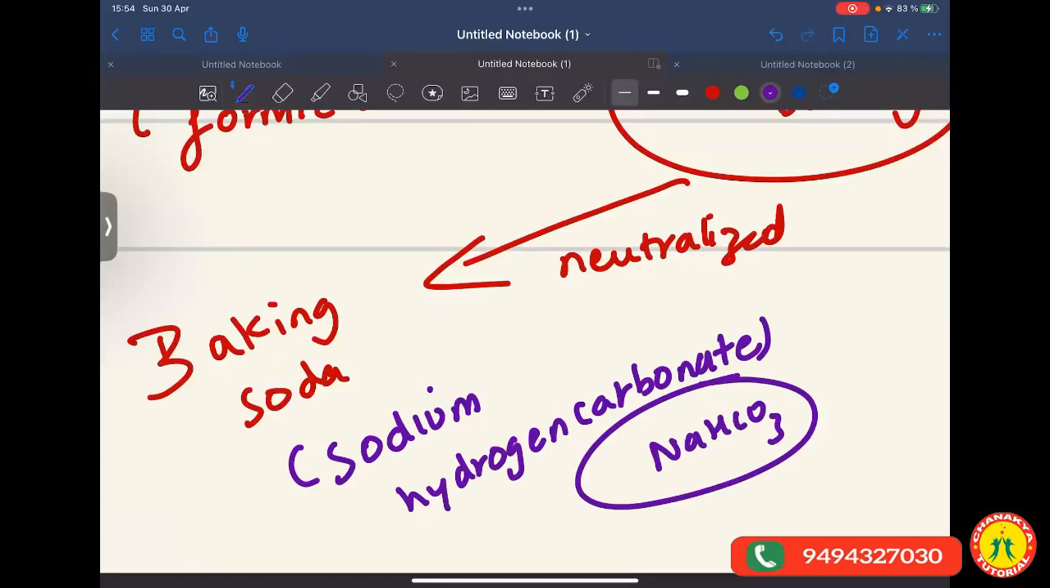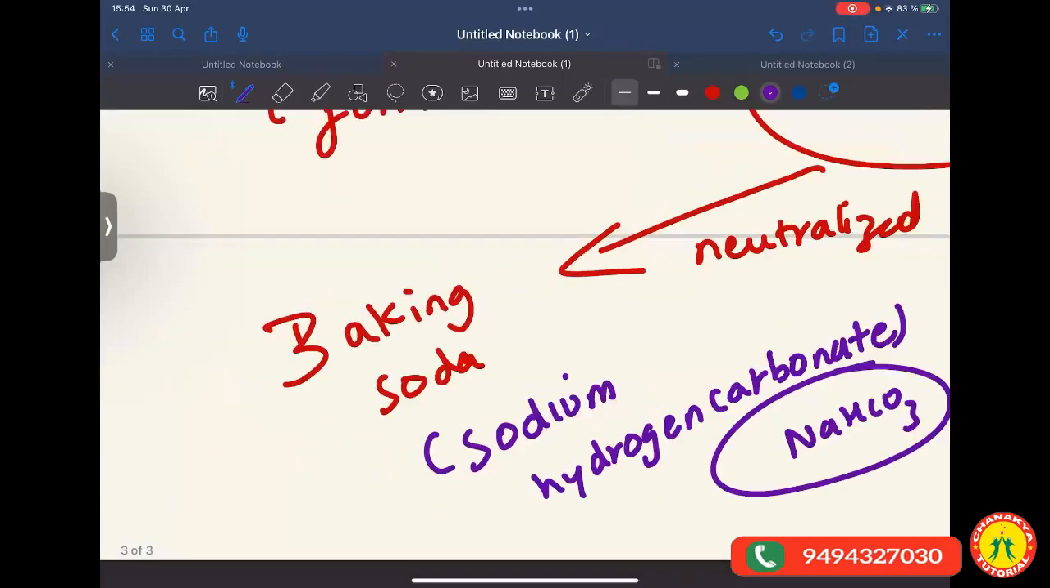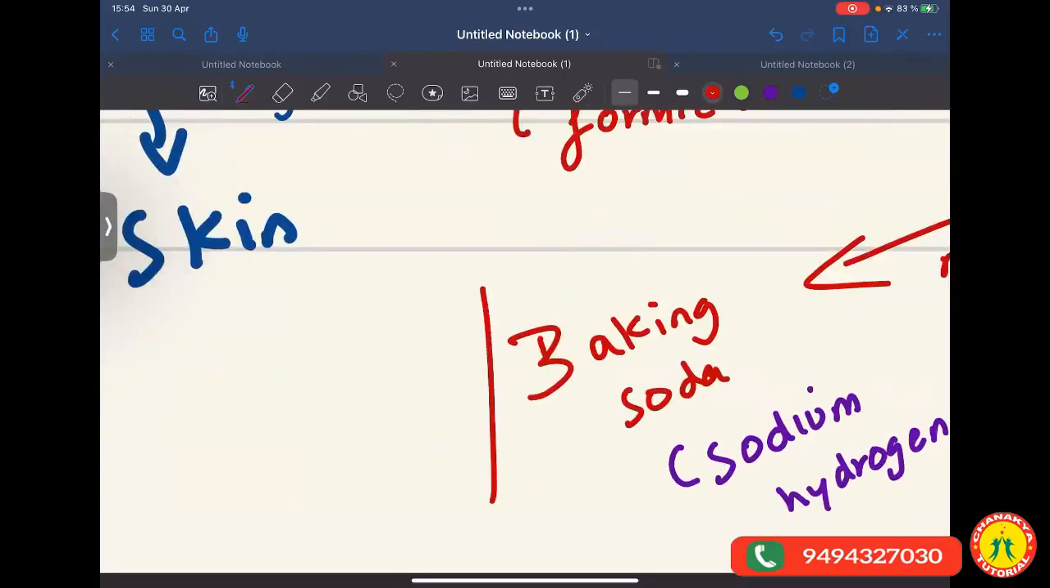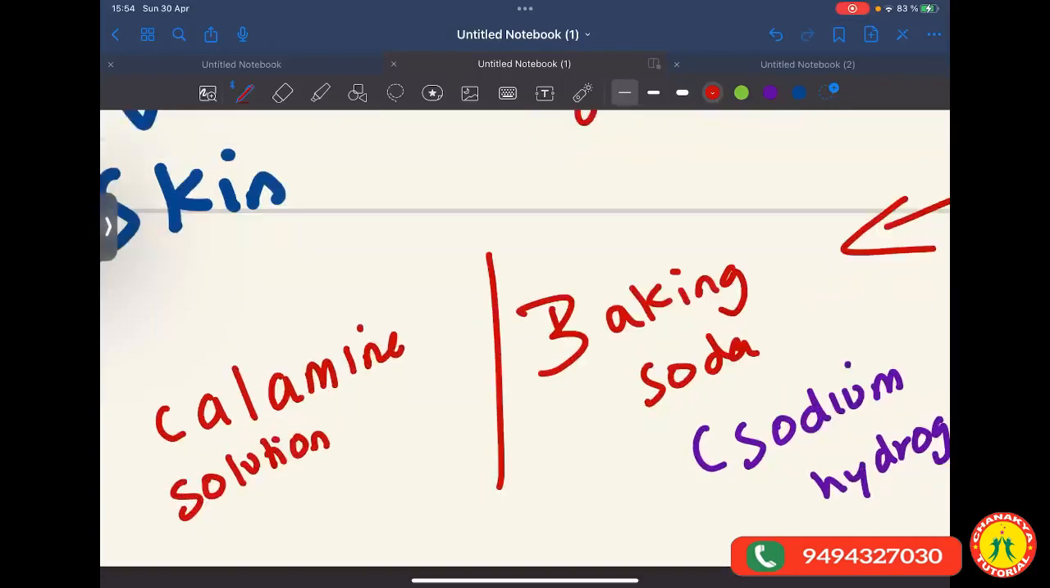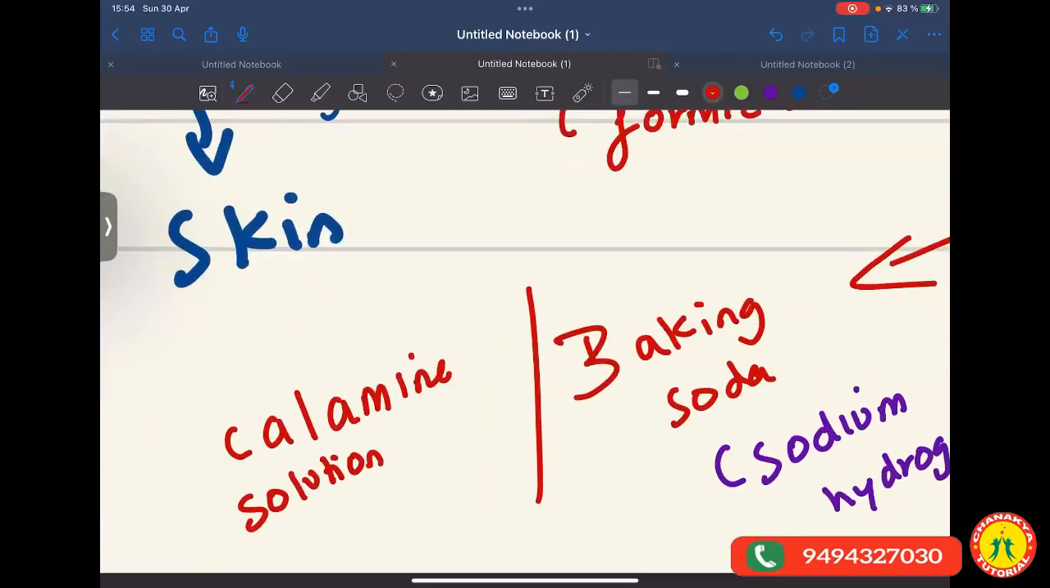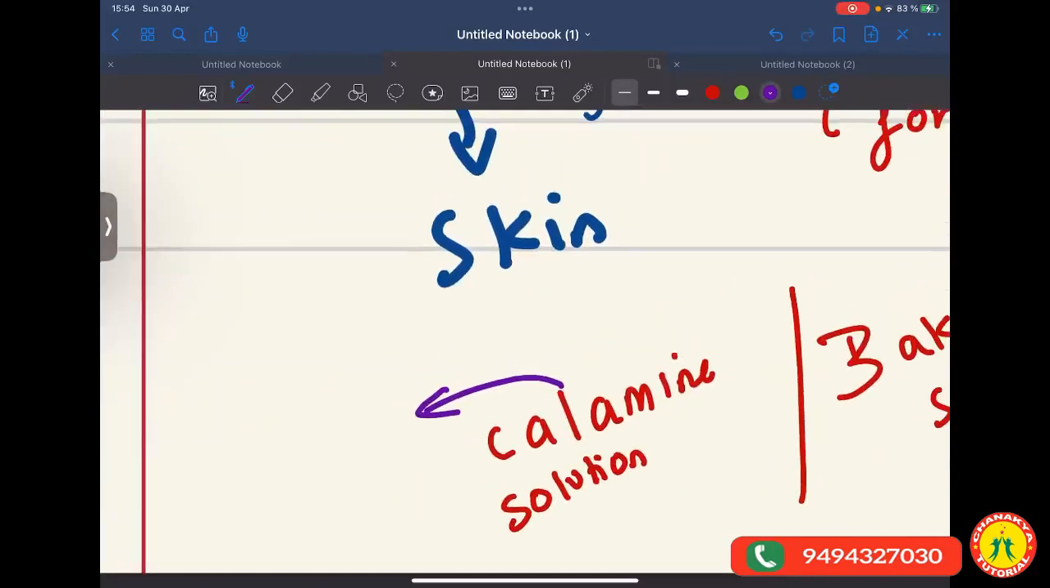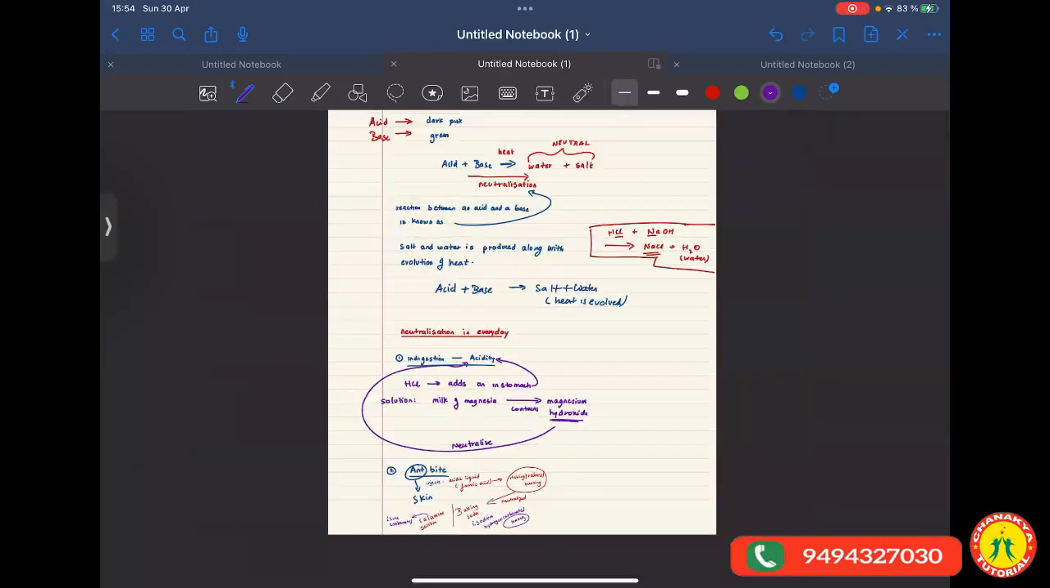All right. Another solution other than baking soda can also be used, which is known as calamine solution. This calamine solution contains another salt which is called zinc carbonate. Okay, please take note of this.